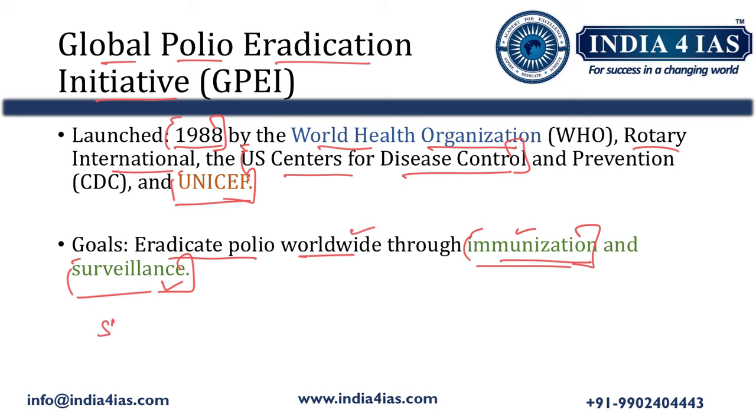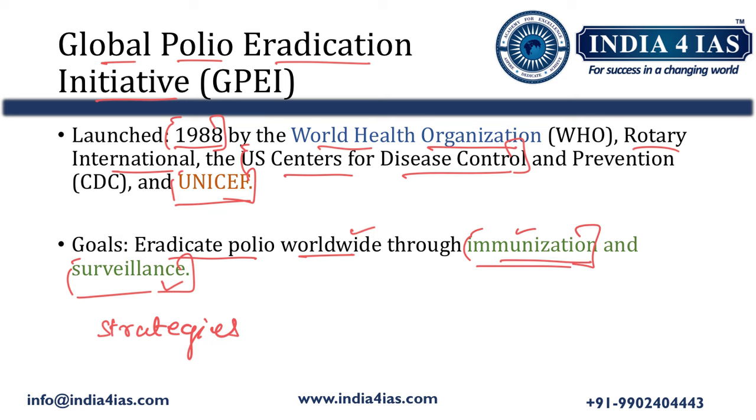The strategies this initiative follows are as follows: mass immunization campaigns with oral poliovirus vaccine, routine immunization with inactivated polio virus vaccine, surveillance of acute flaccid paralysis cases, and rapid response to outbreaks of the poliovirus.